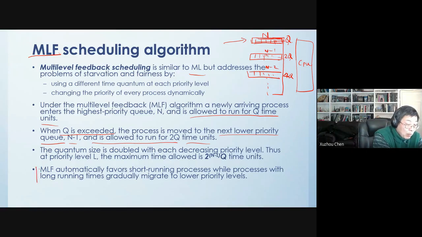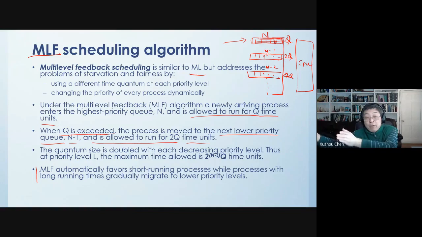Now, the multi-level feedback queue automatically favors short running processes, because if a process is short running, then most likely it's going to finish in a high priority queue. If it's not n, then it's going to finish in n-1 or n-2. But if it's a process that takes a long CPU time, then in the first high priority queue it only runs for Q time units, then 2Q, and then 4Q. So each time you run next, it goes down to the next level.